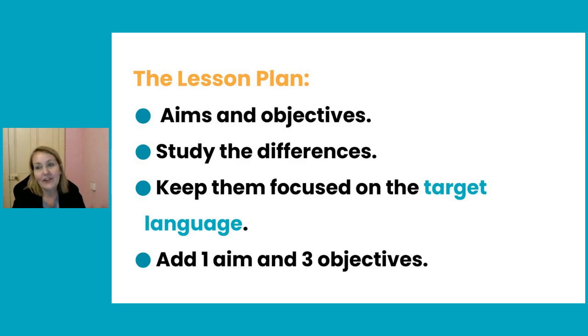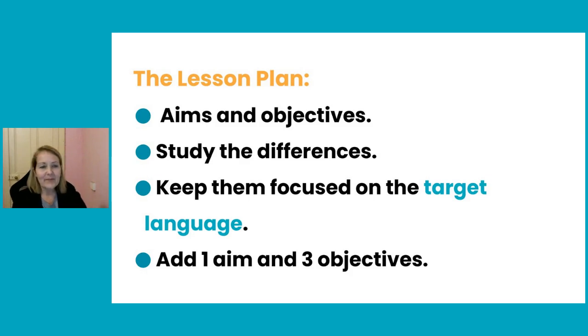So study and look at those. Study the differences between the aims and objectives. I've given you one definition, but there are better ways of explaining it, I'm sure. And when you are working on your aims and objectives, keep the focus on the target language, which is the past progressive or past continuous, the same thing. Slightly different names for the same thing, like you can say present simple or simple present. It's a slightly different way of saying it. And you need to add 1 aim and 3 objectives, and it asks you to.